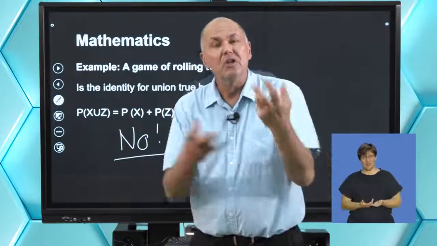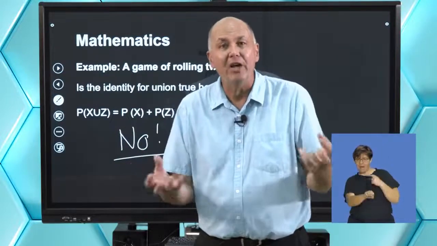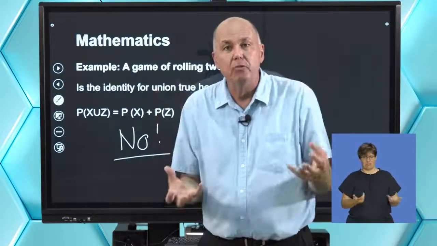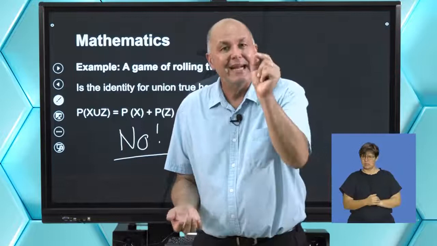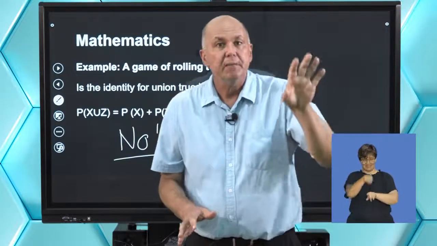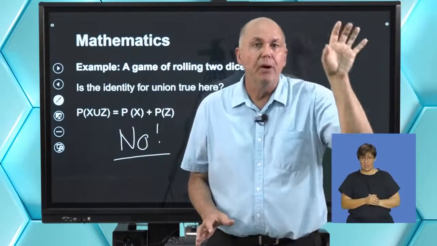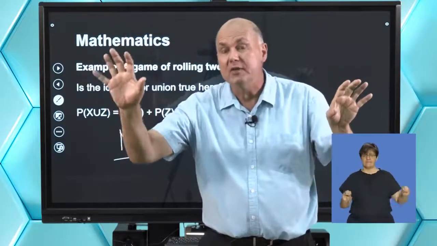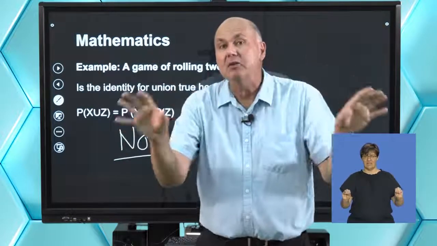So what conclusions can we make? How can we make it? What is the thing that is breaking the rule here? Well, it's that idea of dealing with what's in the intersection. You see, 3 belongs to both x as well as belonging to z. And we can't count it twice.